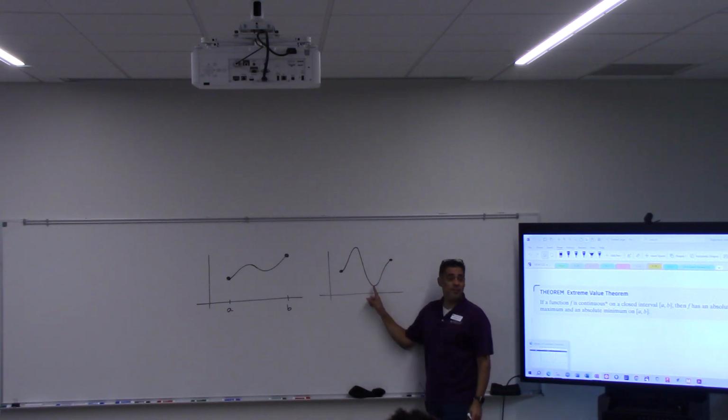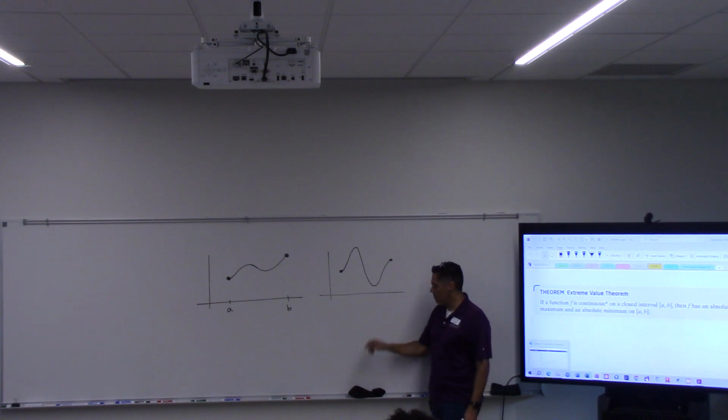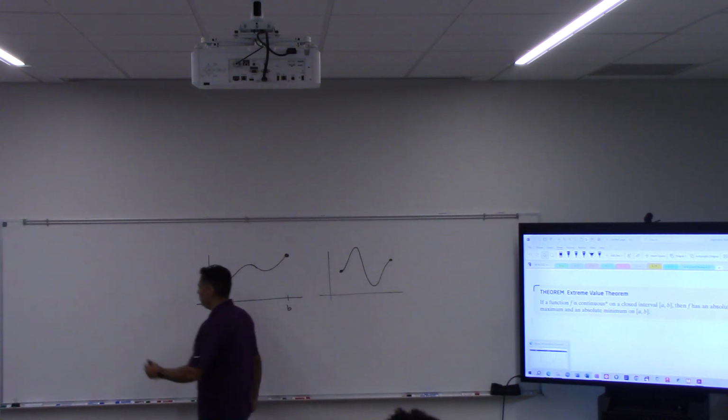Is this a continuous function on a closed interval? Starts at a point, ends at a point, draw it without picking up my pencil. Theorem says I have to have a highest and lowest point. My highest is here, my lowest is here, right? Give you another example.